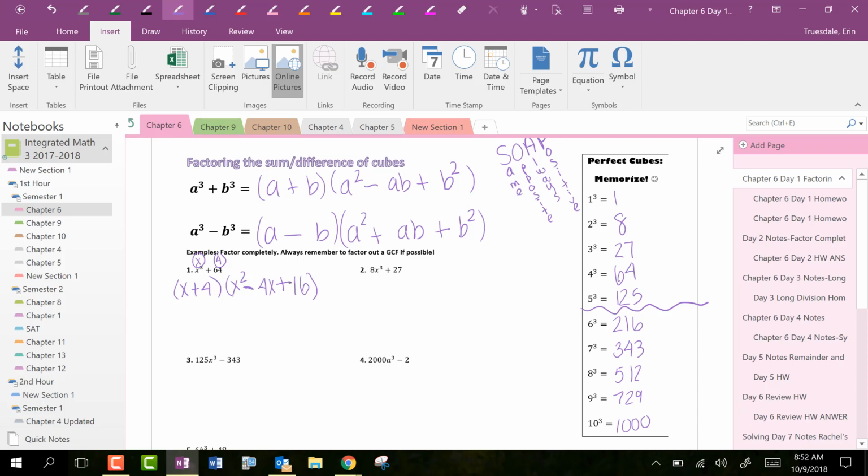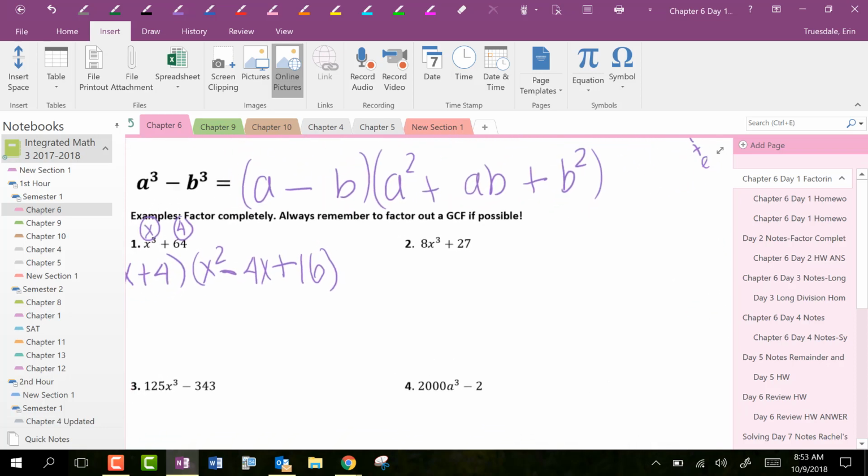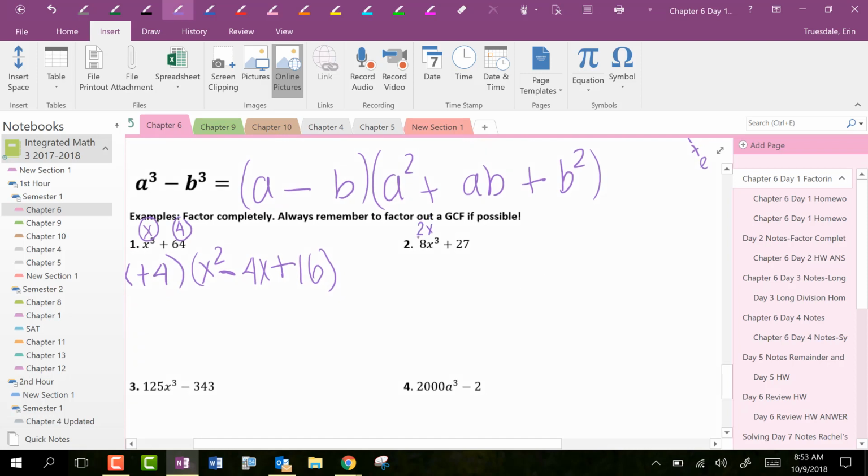Okay, let's try it again. What times itself 3 times gives you 8x cubed? So what times itself gives you, yep, good, 2 and then x. What times itself 3 times gives you 27? 3. So my first factor is 2x and 3 with the same sign, so plus in the middle.